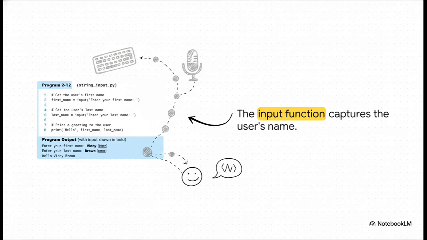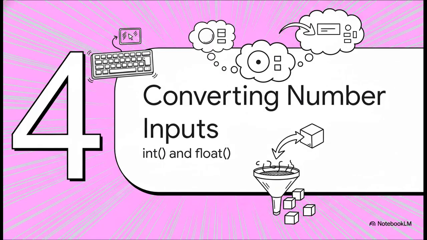It pauses to listen for a first name, then a last name. Once it captures the keyboard inputs, in this case, Vinny and Brown, it instantly grabs those fresh new memory variables and spits out a custom greeting. Hello, Vinny Brown. Moving on to Section 4, converting number inputs.